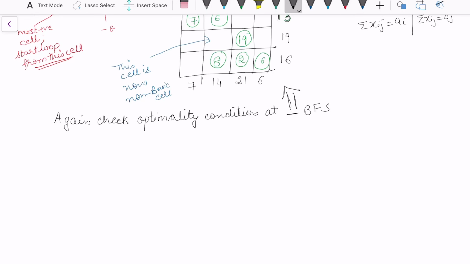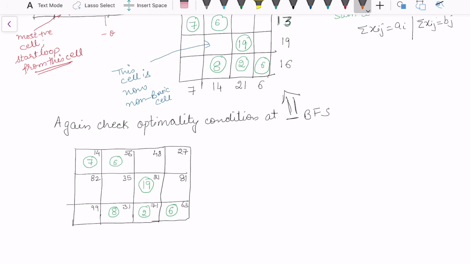Okay. So because this is the new BFS that we have obtained, let's write that table again and check the optimality condition at this particular BFS. Here is the table with the new allocation that I have made, and I want to calculate ui, vj. So let us again calculate first u1, u2, u3, and then we calculate v1, v2, v3 in a similar process.